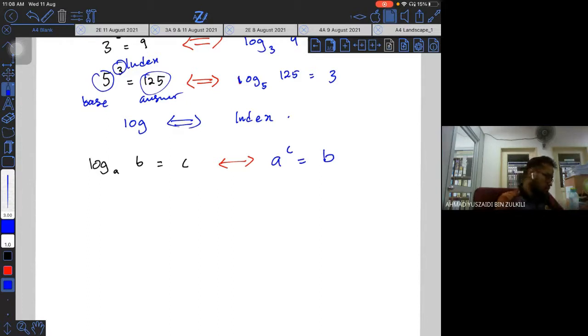Okay, another example. Log 16 base 2 equal to 4. Okay. Wait, okay.